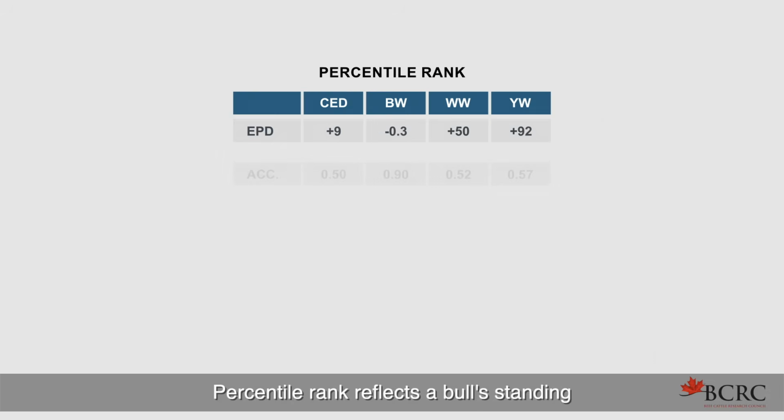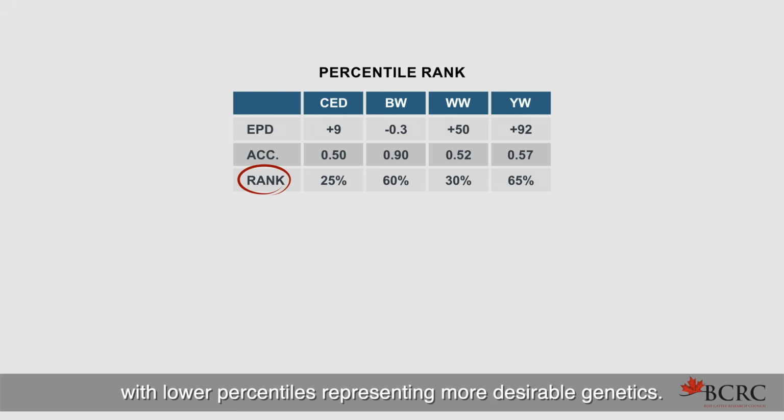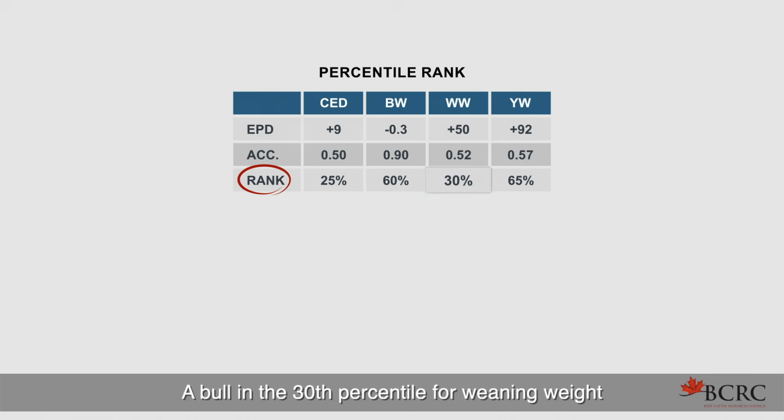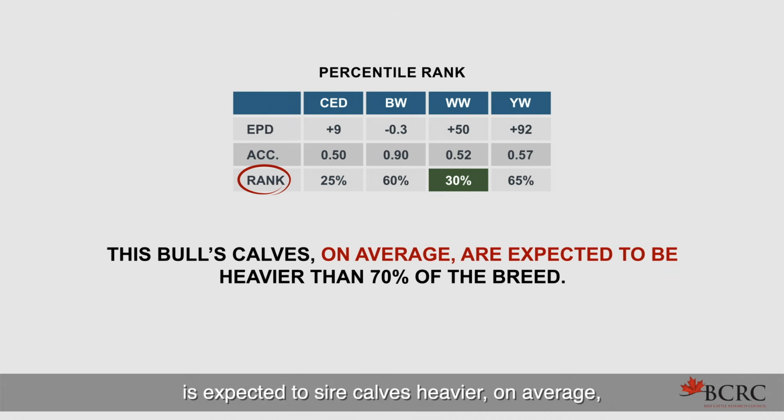Percentile rank reflects a bull's standing within the breed for a trait, with lower percentiles representing more desirable genetics. A bull in the 30th percentile for weaning weight is expected to sire calves heavier, on average, than 70% of the breed.